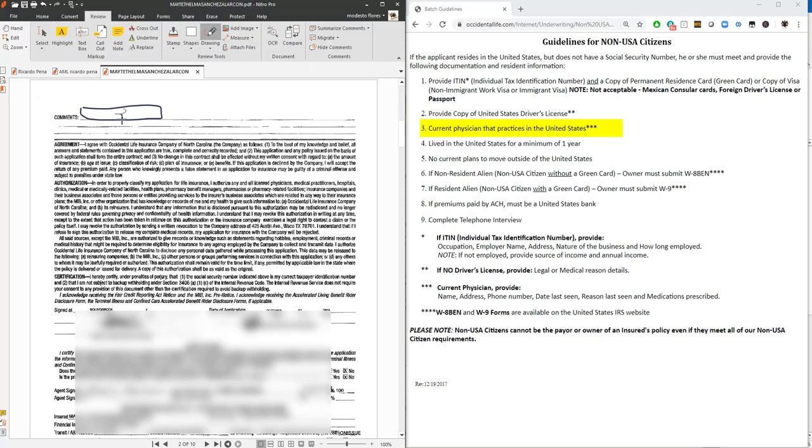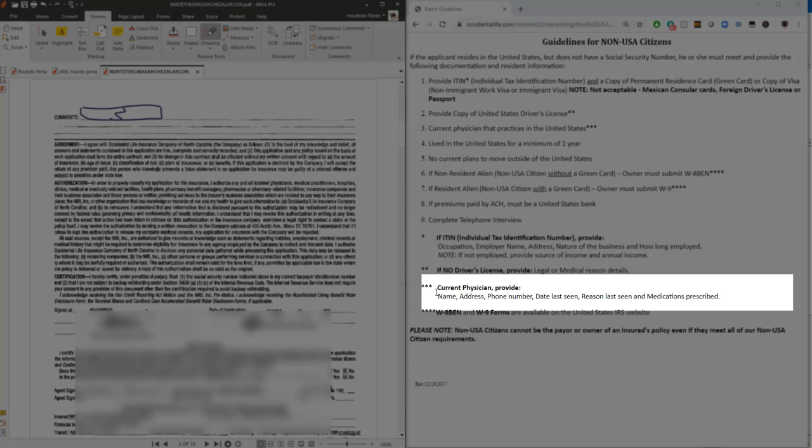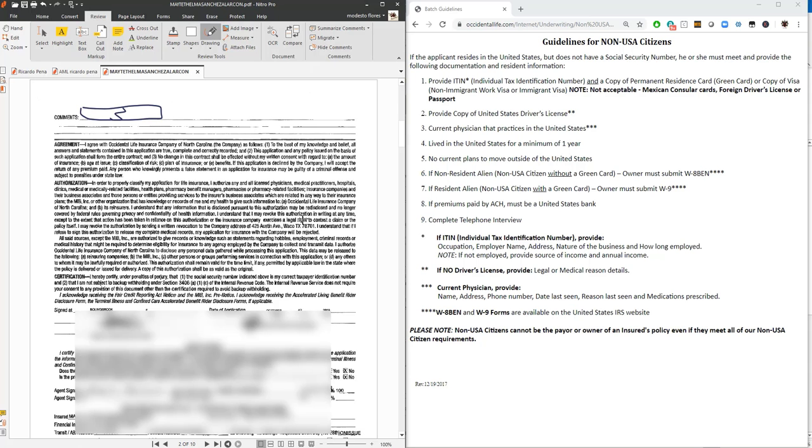And it states that, if you can see with the 3 little stars, it says current physician, provide name, address, phone number, date last seen, and reason. So we didn't cover number 3. Have you lived in the United States for a minimum of 1 year? Well, we don't know, so that leaves number 4 that is not completed. So we need to put here, how long have they been in the United States? So we didn't meet number 4.